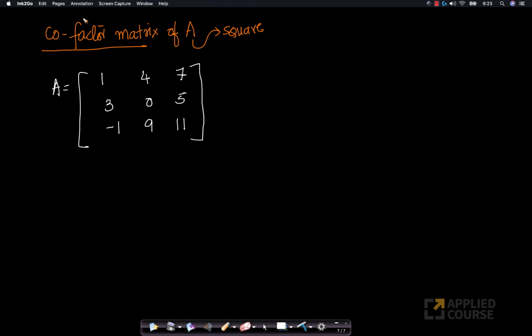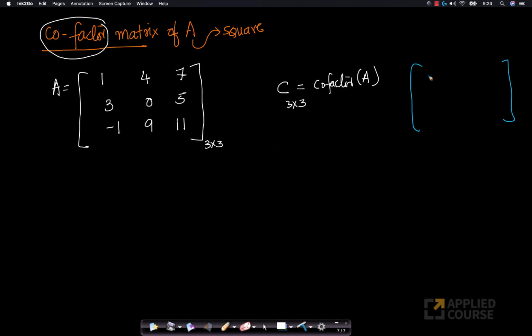So I'll start creating something called a cofactor matrix as follows. My cofactor matrix, I'll represent it as C. So this is the cofactor of matrix A. This cofactor matrix also is 3 by 3 because your A itself is 3 by 3. But here starts the fun. Since it's a 3 by 3 matrix, it will have 9 elements.